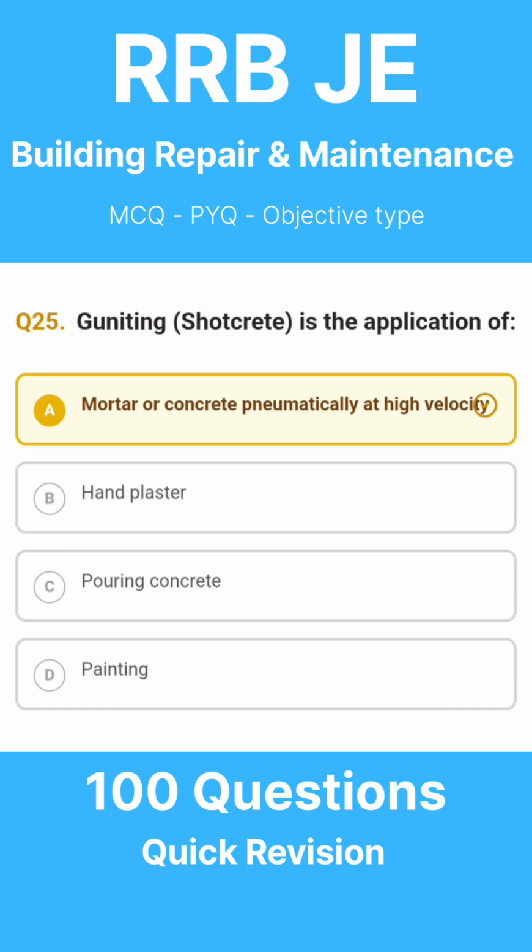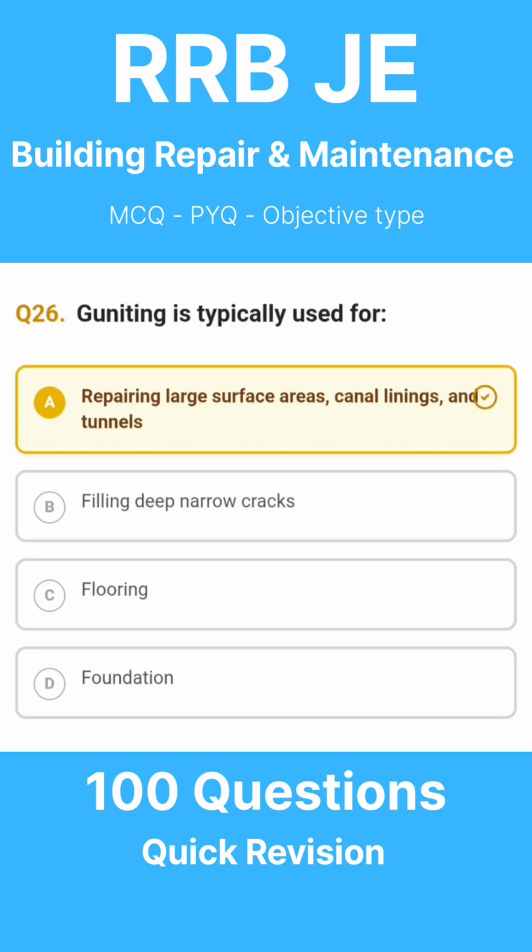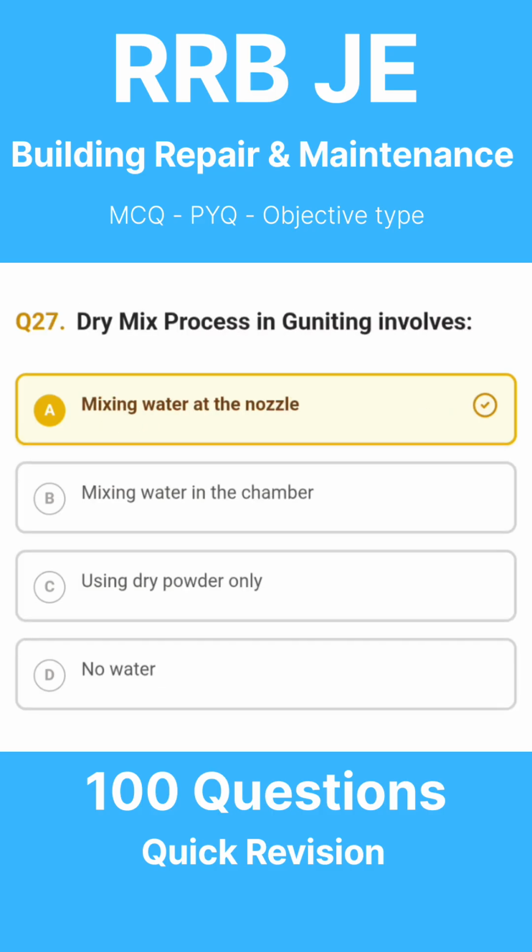Question 25. Guniting shotcrete is the application of. The correct answer is mortar or concrete pneumatically at high velocity. Question 26. Guniting is typically used for. The correct answer is repairing large surface areas, canal linings, and tunnels. Question 27. Dry mix process in guniting involves. The correct answer is mixing water at the nozzle.